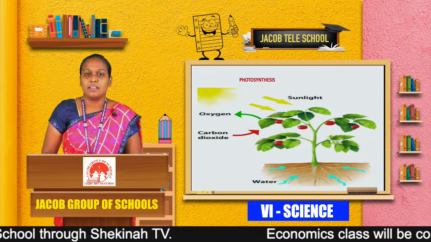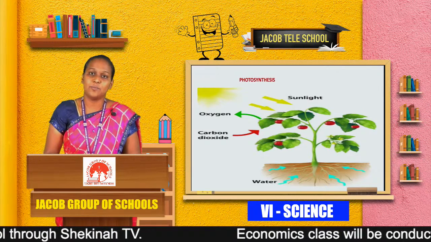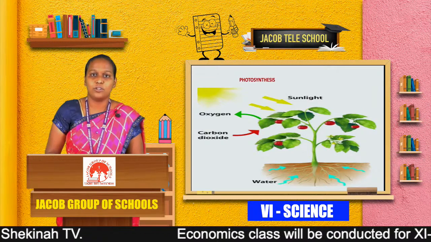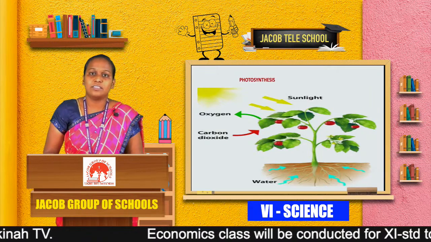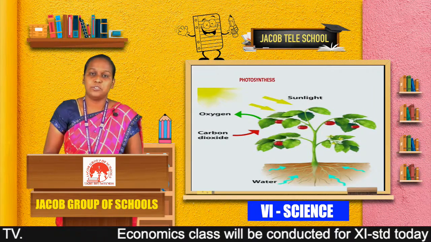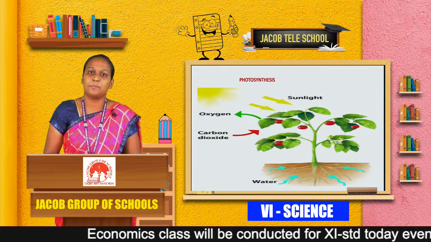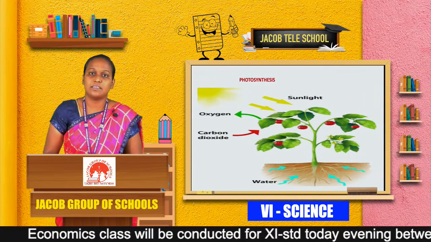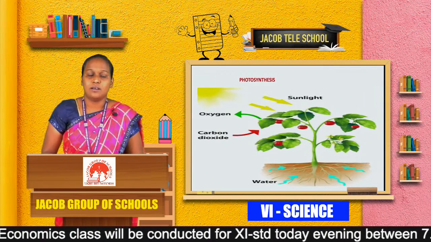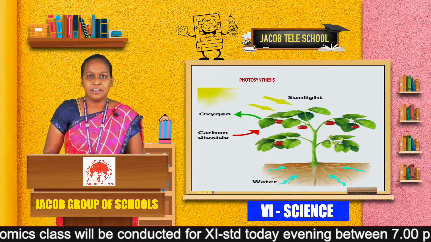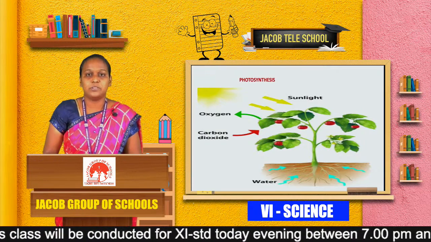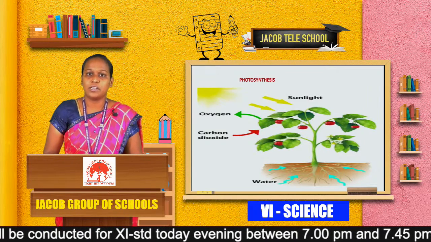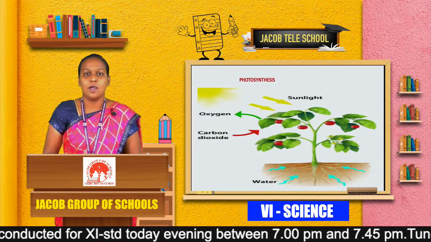And then the leaves have tiny pores called stomata. In all leaves there are tiny pores, like small holes. They are called stomata. This stomata will absorb the carbon dioxide gas present in the atmosphere. So the chloroplast absorbs the light energy from the sun, the stomata absorb the carbon dioxide gas from the atmosphere, and the root absorbs the water and minerals. All together produce a food.